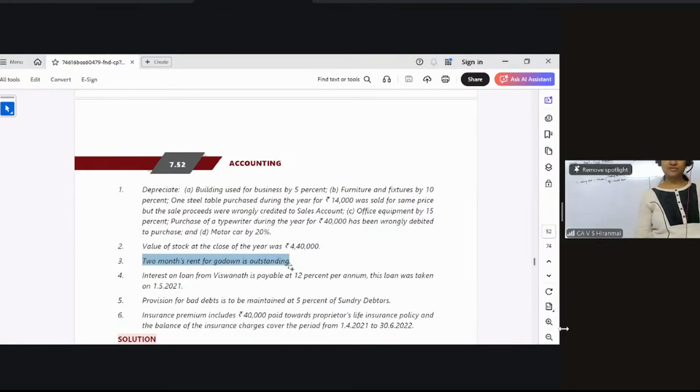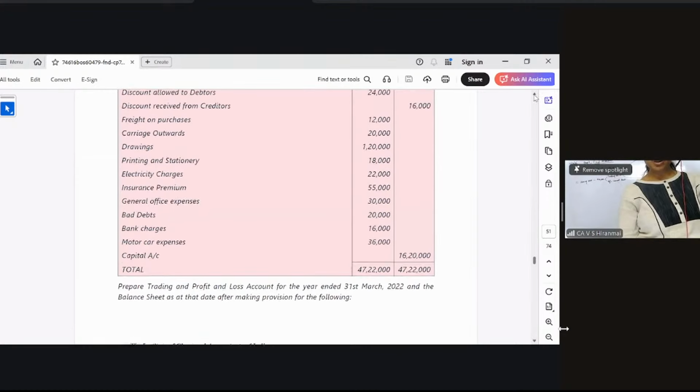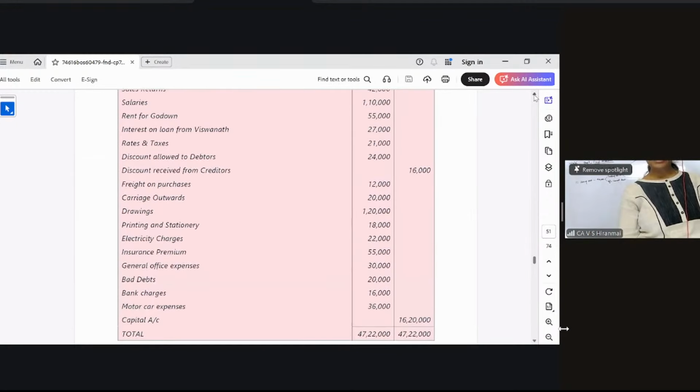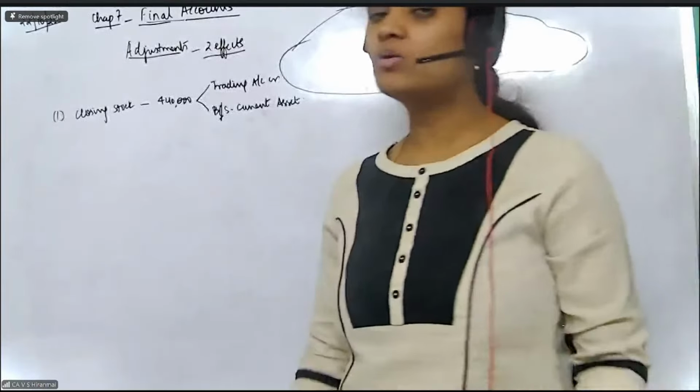Now please see here. 2 months rent for godown is outstanding. Okay? तो यहाँ पे दिया है out of 12 months, how many months is outstanding? 2 months rent is outstanding. Okay, madam. So 10 months it is being paid. But what amount is being paid? Godown ka rent kahan pe dekhenge? It will be there in your trial balance. So all of you please see the godown rent.